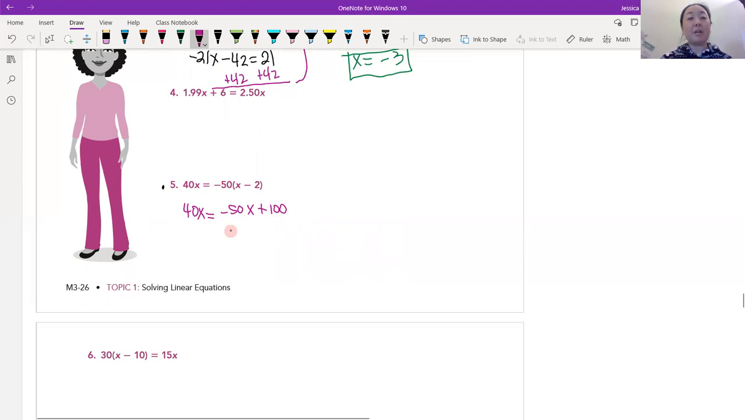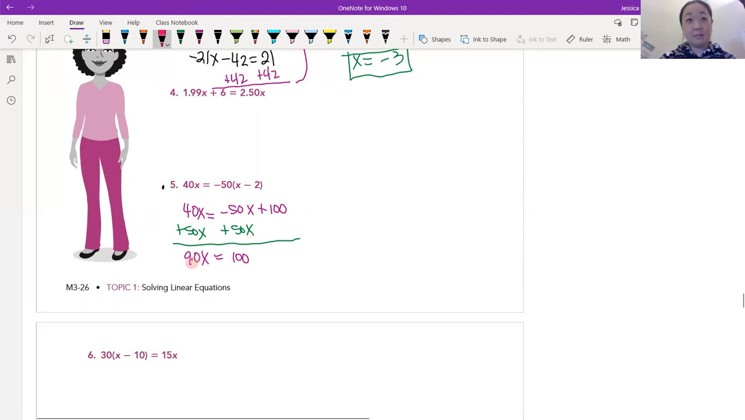All right, so then from here, I'm going to get the x's together. And here I would highly recommend that if you only have the x on one side, bring the other x to the other side. Because if you don't, well, I'll show you what happens. And you can do it. It's not wrong. It's just long. Okay, so here we go. So we're just going to add 50x to both sides. And then we get 90x is equal to 100.